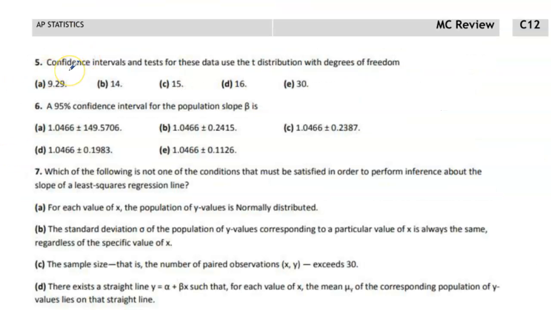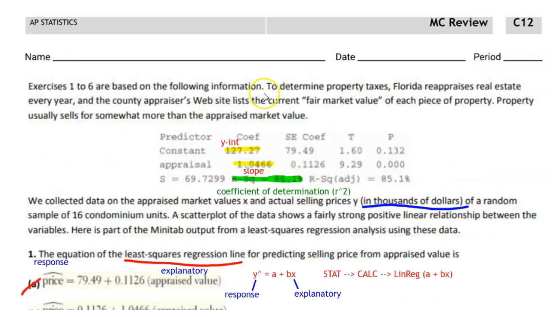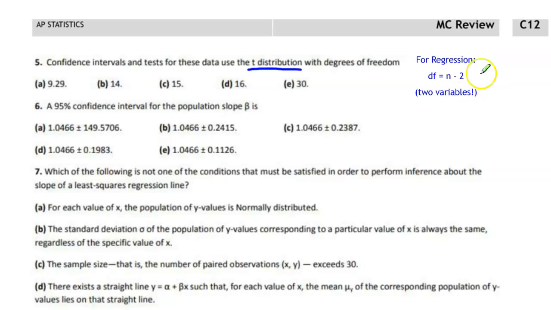Question number 5, still referring back to that Minitab output. Confidence intervals and tests for these data use the T distribution with degrees of freedom, well, remember that the degrees of freedom for regression is n minus 2 because there are 2 variables, right? Going back to the output here, let's see, 16 condominium units. That means our n is 16. That means our degrees of freedom is 16 minus 2, or 14. Not too bad.